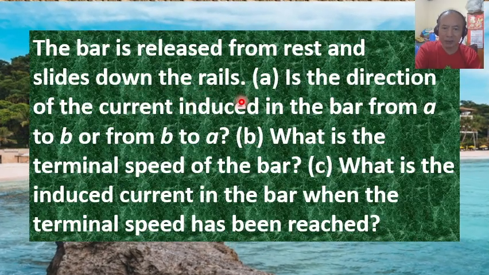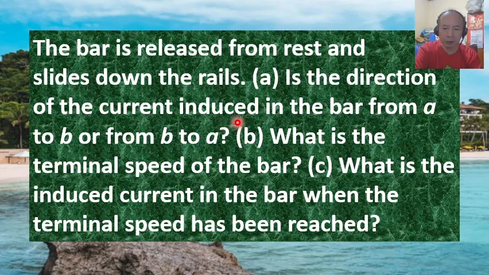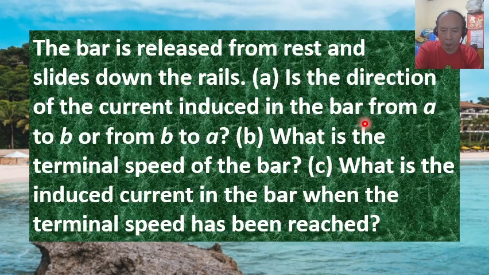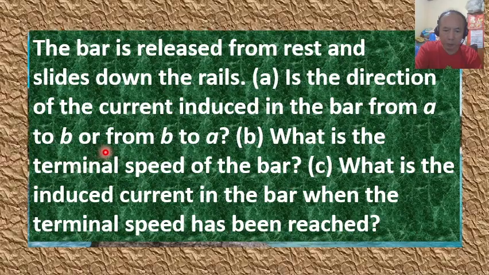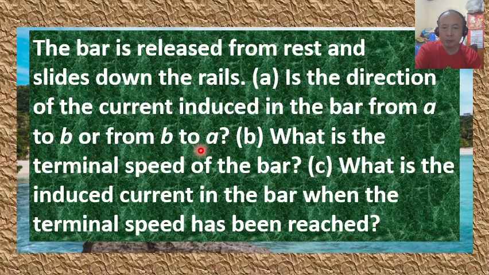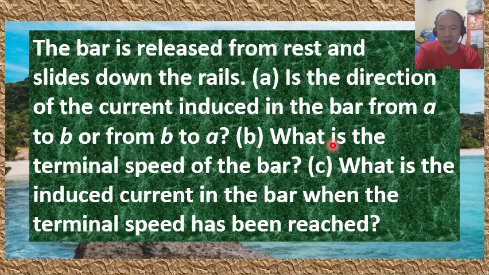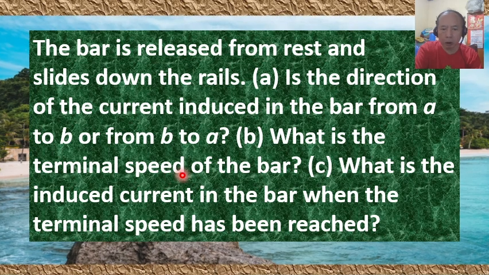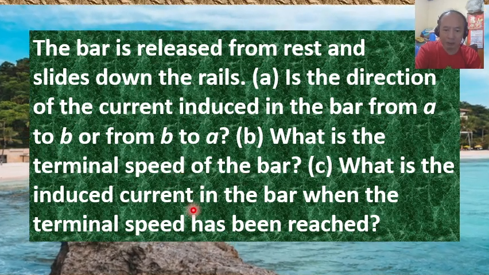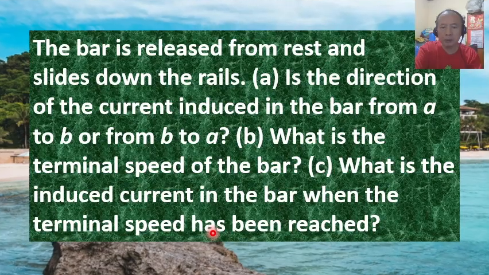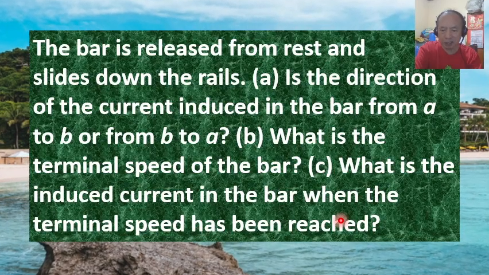Question letter A. Is the direction of the current induced in the bar from point A to point B or from point B to point A? Question letter B. What is the terminal speed of the bar? Question letter C. What is the induced current in the bar when the terminal speed has been reached?